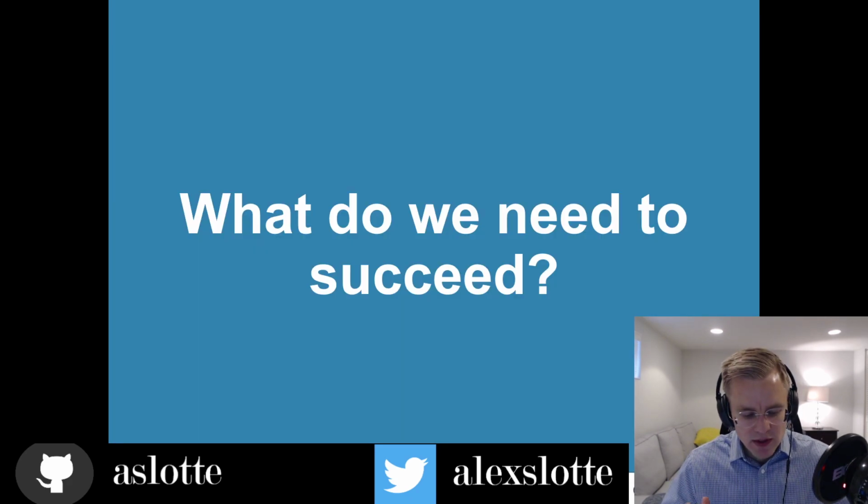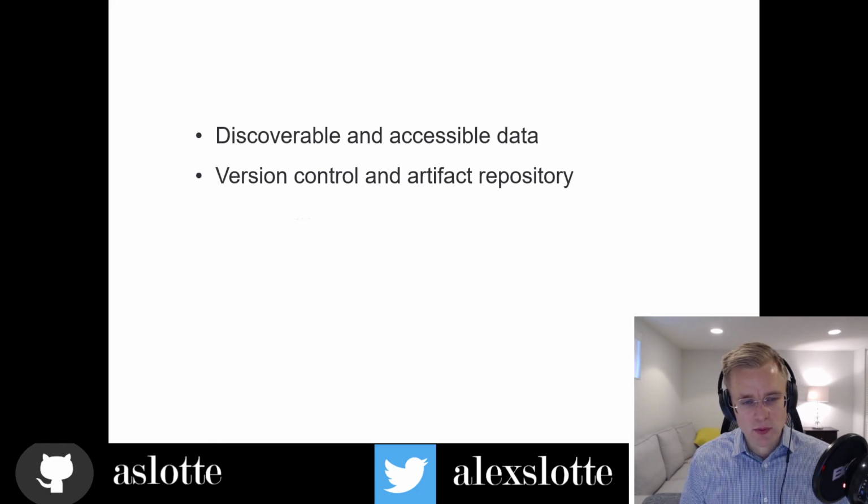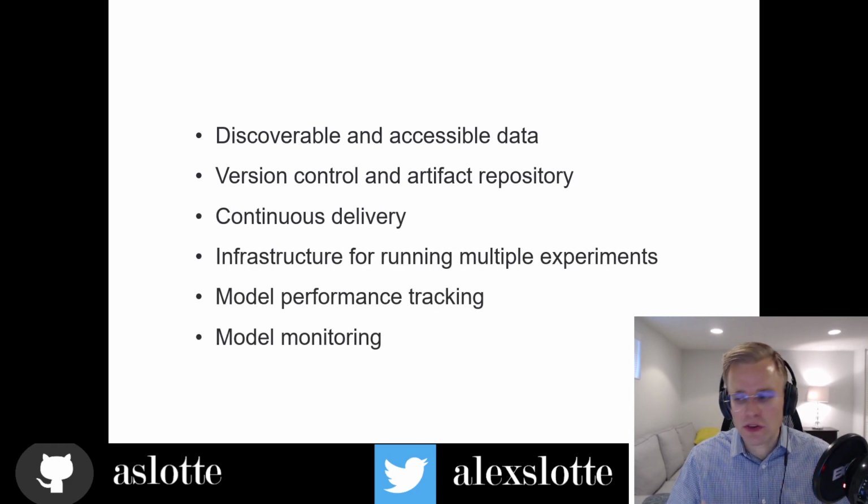So you've seen all the challenges. You've seen a lot of the machine learning lifecycle and how we go about things. So what do we need to succeed as data scientists or as software engineers to fully automate the machine learning process and really embrace MLOps to bring machine learning models to production quickly and safely? Well, there are a couple of things I do want to highlight and discuss here. The first one is discoverability and accessible data.